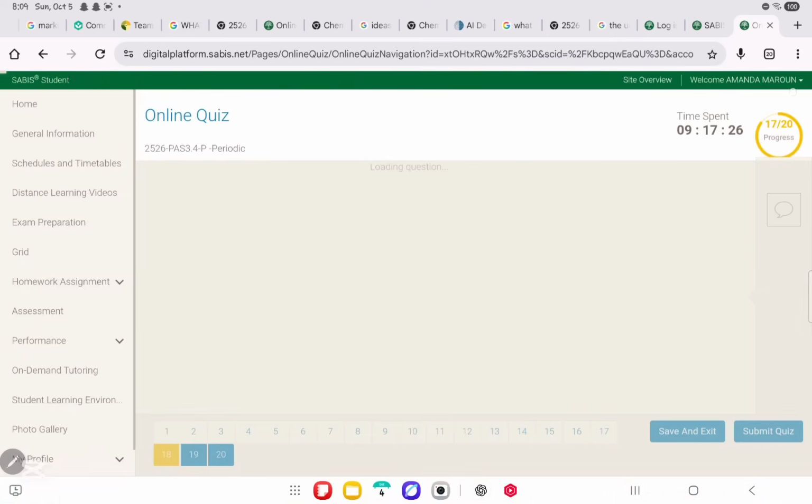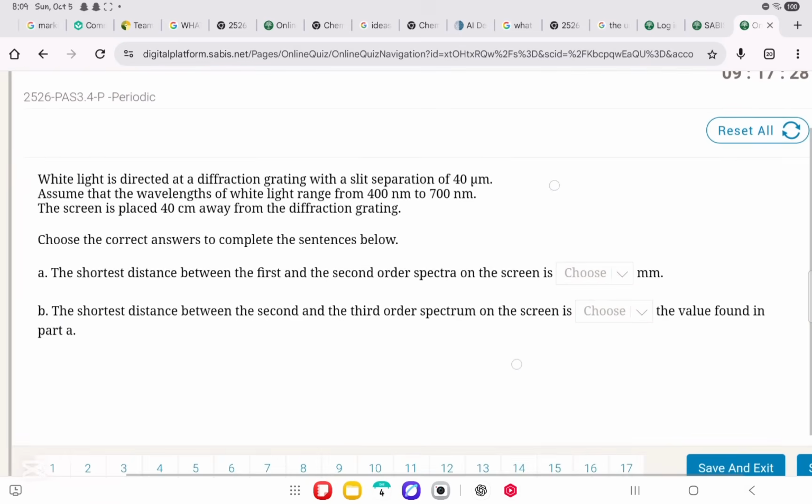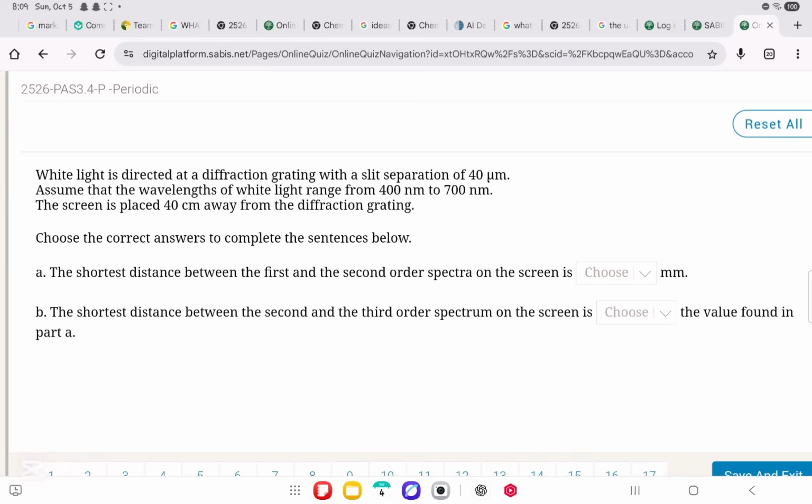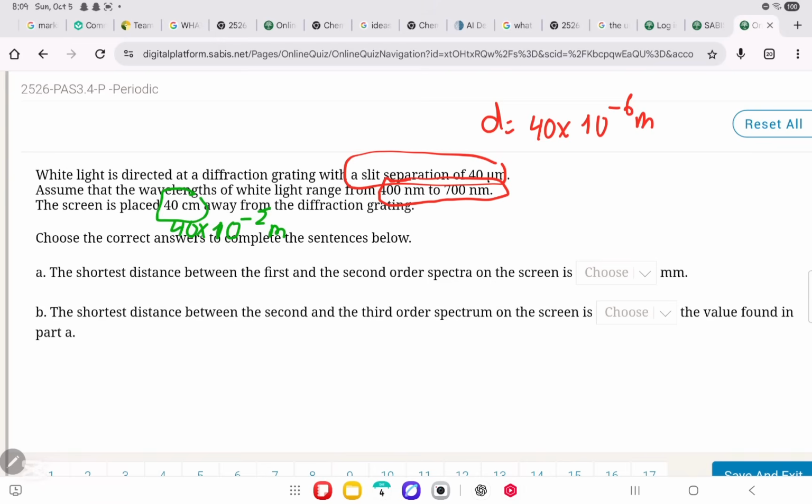We'll now move on to question number 18. What does it say? Oh, this question is very important. Please pay attention and please focus. White light is directed at a diffraction grating of slit separation this much, so d is 40 times 10 to the power of minus 6 meters. Now the wavelength ranges between these two values, and these are very important values. The screen is placed how many centimeters away? 40 times 10 to the power of minus 2 meters away from the diffraction grating.